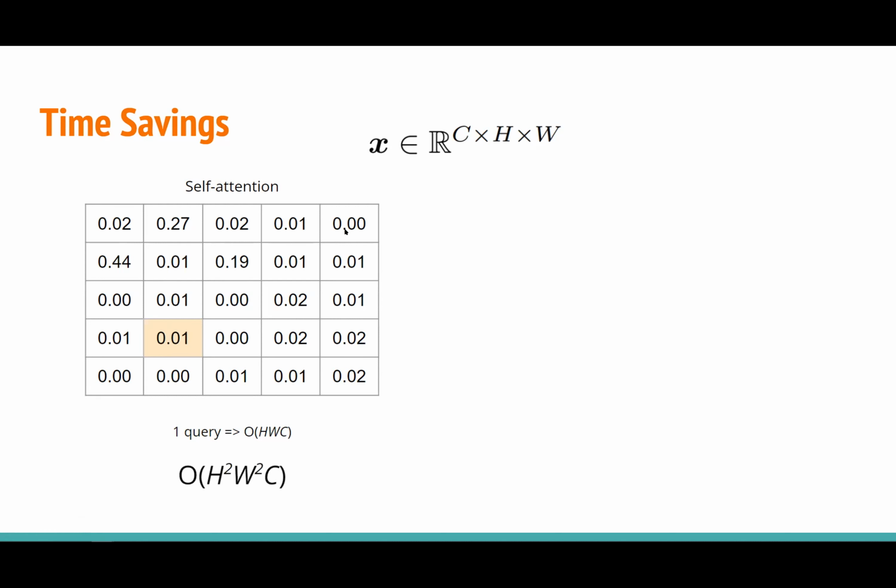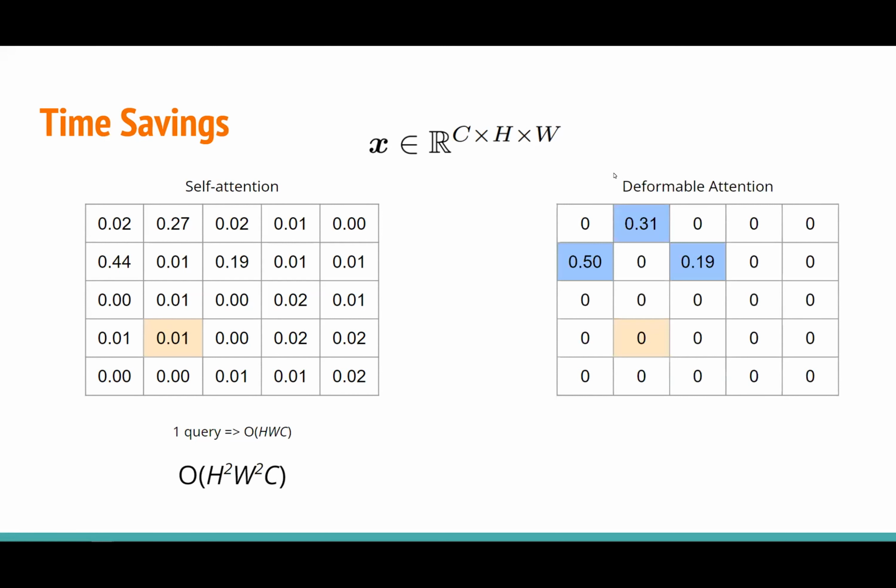Since we have to query over every single position, it results in quadratic runtime. However, for the new deformable attention module, we're only checking k spatial locations, and each of these positions has C channels. So one query only takes k times C time. And since we query over every spatial location, we're left with H times W, which is the number of spatial locations, times C times K, which is linear with respect to the size of the feature map.